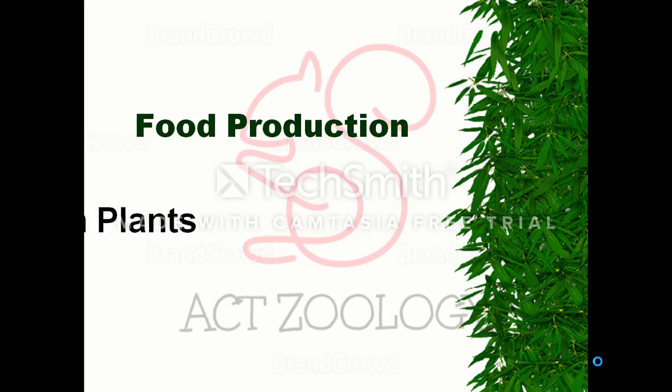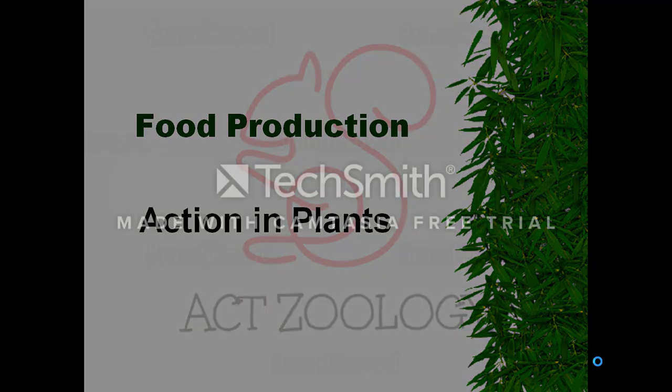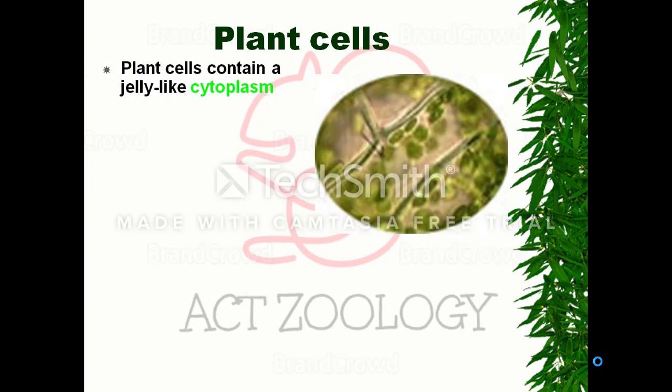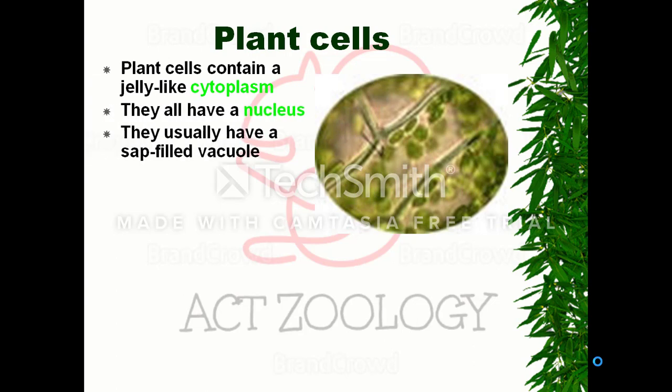Today I will teach you about food production in plants. There are two types of cell, that is the plant cell and the animal cell. The plant cell contains a jelly-like cytoplasm.